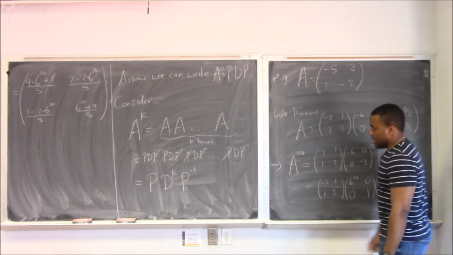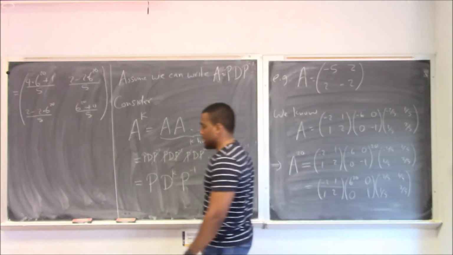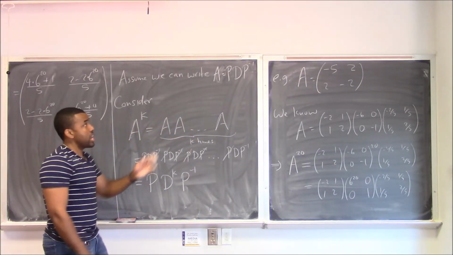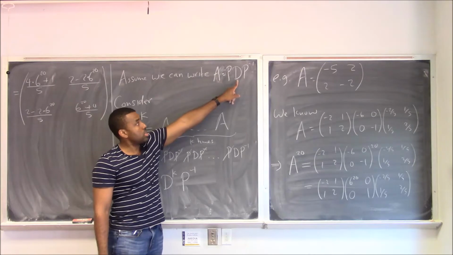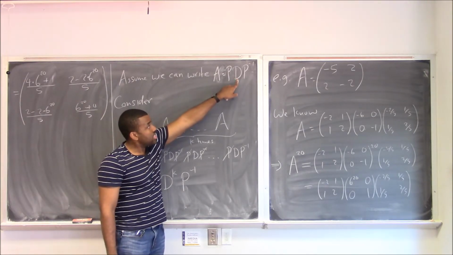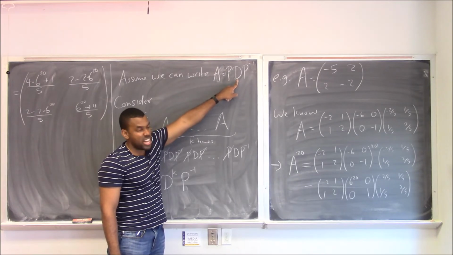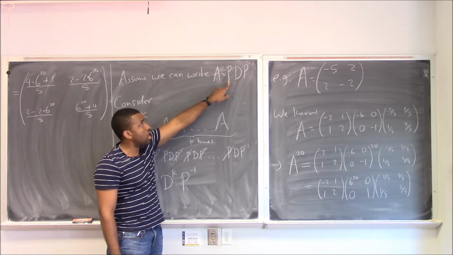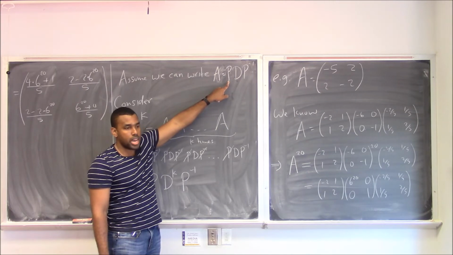So if a matrix has n linearly independent eigenvectors, it is diagonalizable, meaning you can write it as something like this, where D is a diagonal matrix. In fact, we know the formulas for these. The guys on the diagonal will be the eigenvalues corresponding to each column here, and those columns come from the eigenvectors.